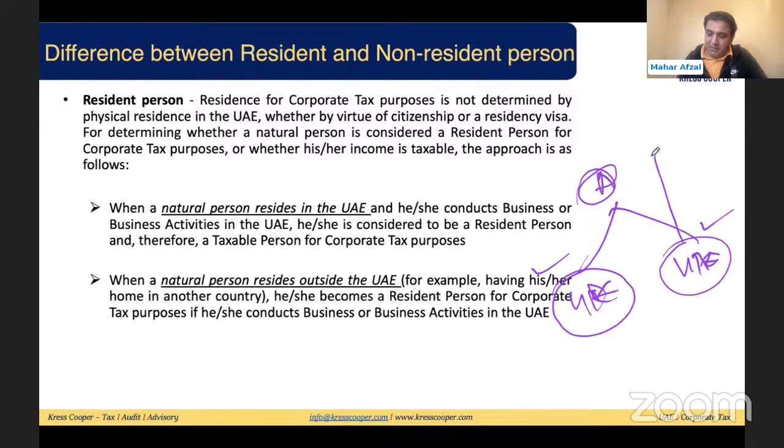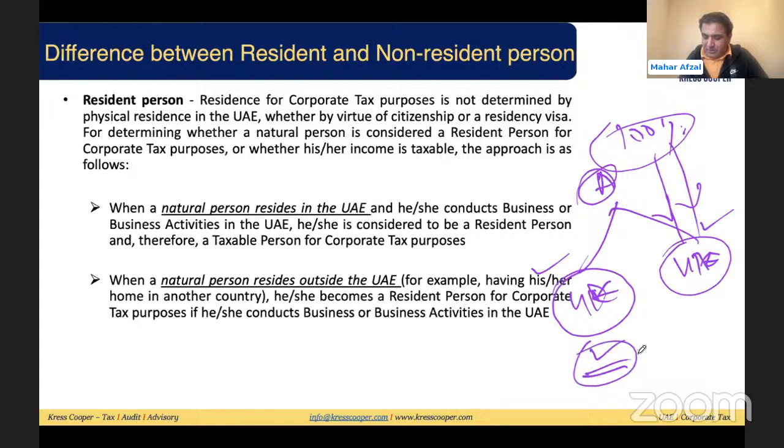If someone is living in the UAE and conducting business in the UAE, this is 100% resident for the UAE corporate tax law. There is a possibility someone is living in the UK, but they are conducting business here in the UAE. There is no double tax treaty between the UAE and the UK. They said still this Mr. A, whoever it is, will be considered resident for corporate tax purposes in the UAE.